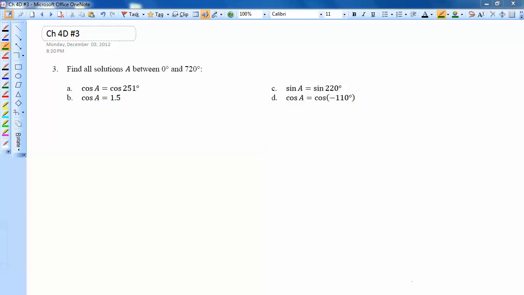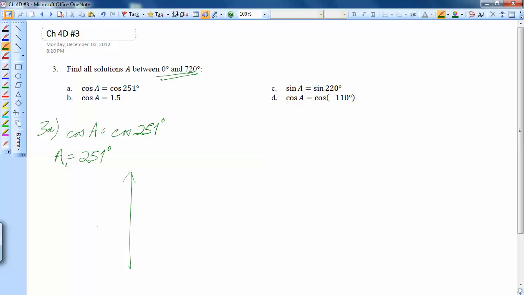Okay, so number 3, let's look at 3a from chapter 4d. So 3a. We know cosine A equals cosine 251. Now, all these problems are doable without a calculator, by the way. And we're looking at everything between 0 and 720, so the first 2 times around the circle. When you look at this, the answer that you should definitely not miss is 251 degrees. That's one of the A's that's definitely going to work.